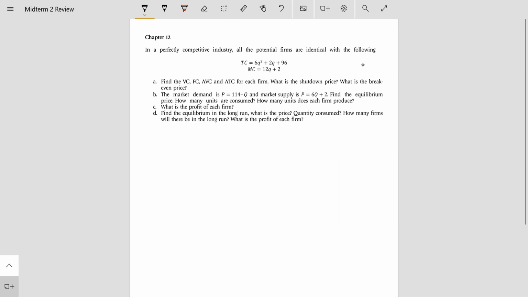So finally, let's talk about a perfectly competitive industry. And what we're going to do is find the following functions: the variable costs, the fixed costs, average variable costs, and average total costs for each firm. Determine what the shutdown price is and what is the break-even price. Okay. So we'll do that in just one moment.